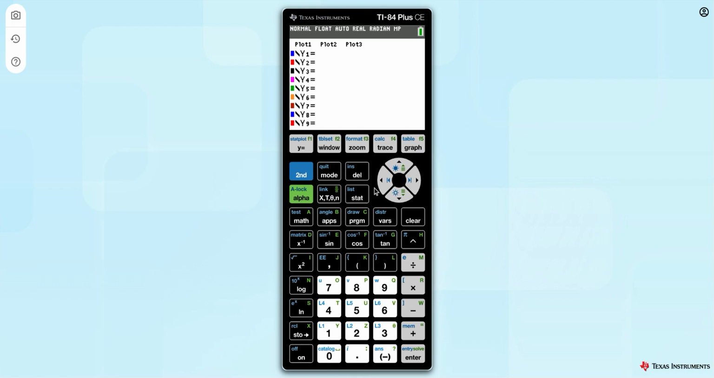You go to your y equals. You're going to try sine of 2x. Your window: your x minimum is 0, your x maximum is 2 pi. Your y minimum is -1, your y maximum is +1, right? That's the lowest my graph goes and the highest my graph goes.